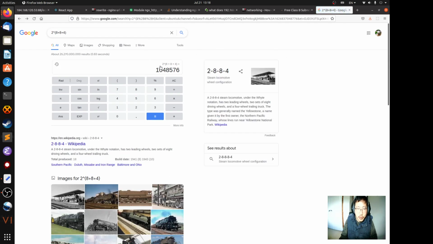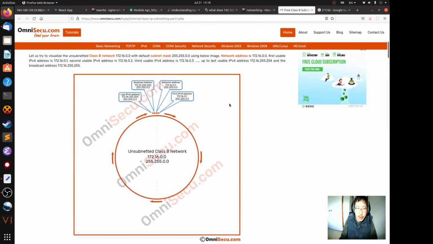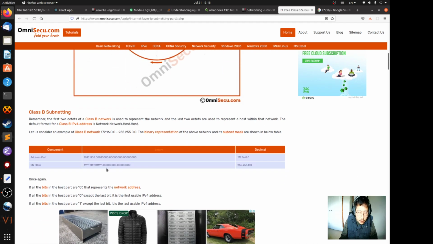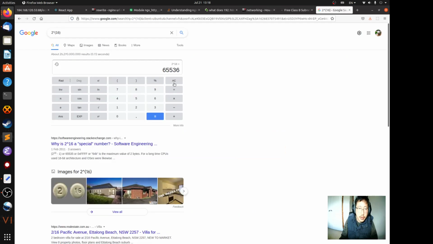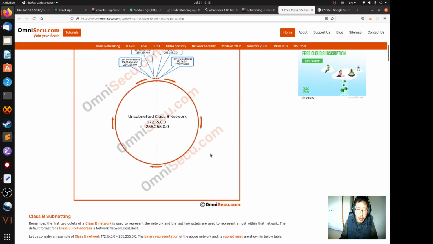Because this calculation was based on class A, and this is class B. Okay, so I'll say it again. Given this subnet mask, how many hosts are possible for the unsubnetted class B network? If you see here, under the subnet mask, it shows you how many bits are for hosts, and these are 16 bits, right? So yes, 65,000 hosts possible by default. Okay, if you have only one network.